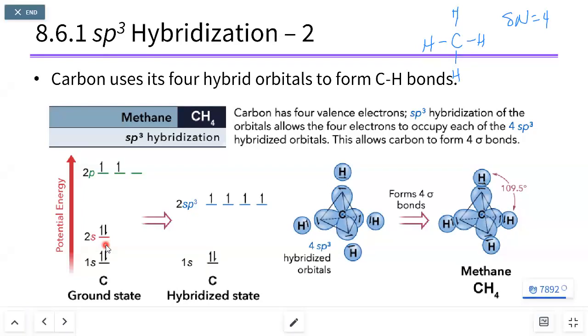So what does that mean? That means I need 4 hybrid orbitals to do it. Where do those hybrid orbitals come from? Well, they come from the valence sublevels, the s and the p. So I have the s. To get to 4, I would need all 3 of the p. And so we call that hybridization sp3.